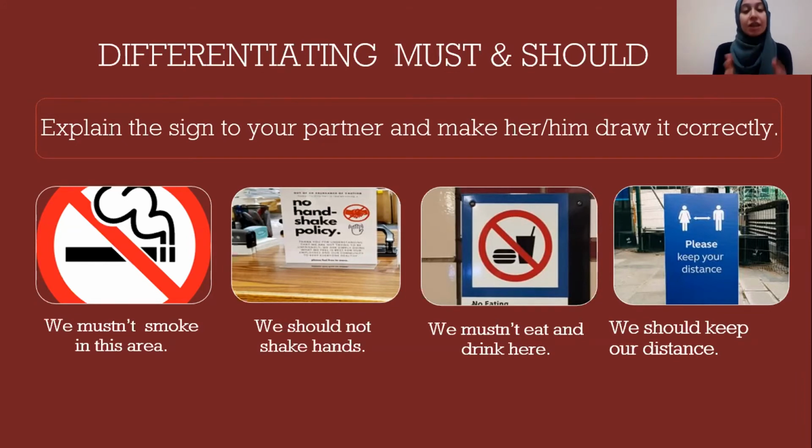After that part, they will be changing turns, and Molly will be the one who has the picture and will make the explanation, and Mike will be drawing. For example, Molly will have this picture, and she will probably say we should not shake hands or you shouldn't shake hands. Mike should be drawing a picture that represents, it shouldn't be the exact picture that represents no handshake policy.